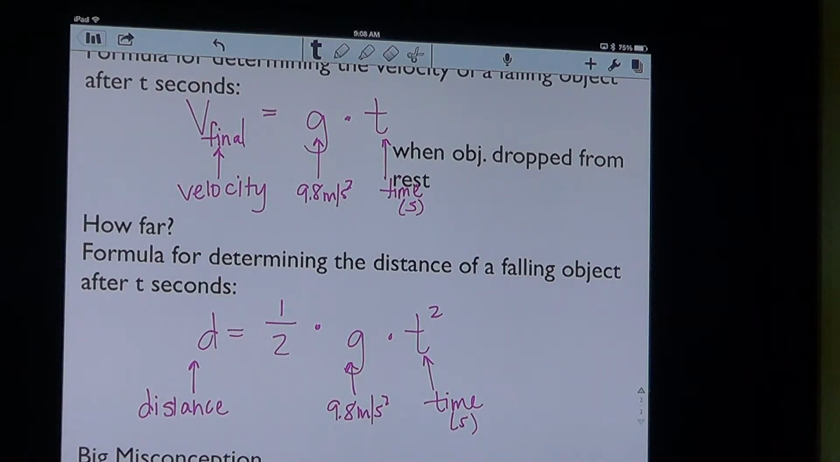How does he jump that? So what did you do? I did 0.5 times 9.8 times 3 squared, which is 9.